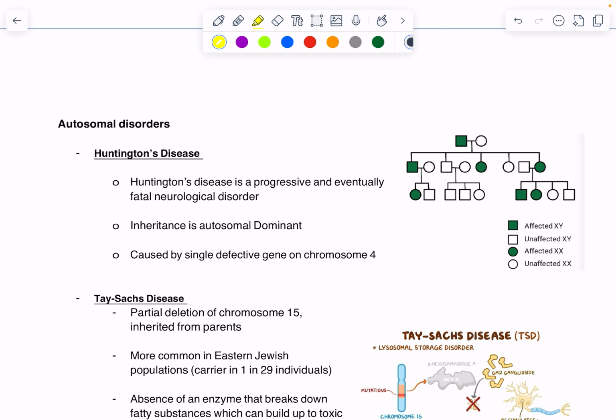And then we have other different types of disorders too that can impact the alleles or genes. And so these occur at single genetic points. Another common example is Huntington's disease. Huntington's is a progressive and eventually fatal neurological disorder. This is basically causing degenerative abilities in the muscles and the brain, causing people to lose abilities to function in different parts of their body.